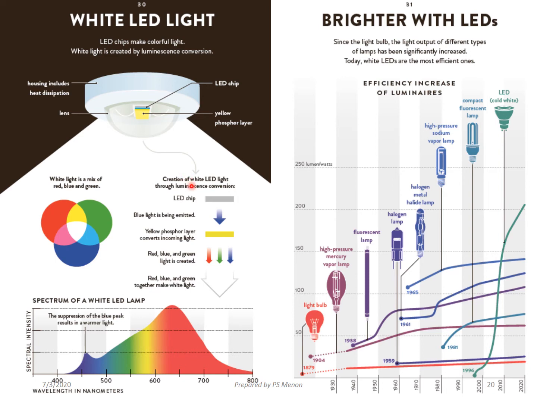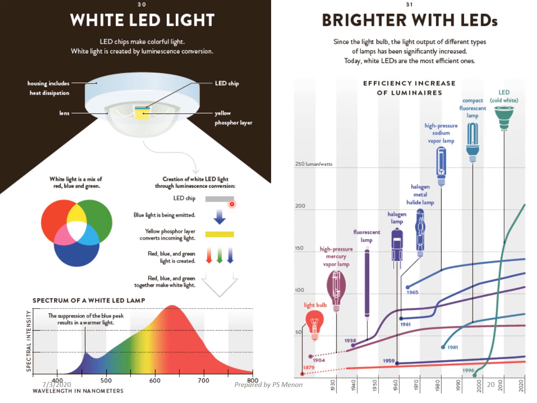So the creation of white LED light through luminescence conversion, basically you have the LED chip. Blue light is emitted, and then you have a yellow phosphor layer which converts the incoming light to red, blue and green. And then the red, blue and green together make the white LED. Again, this is one of the Nobel Prize winners.